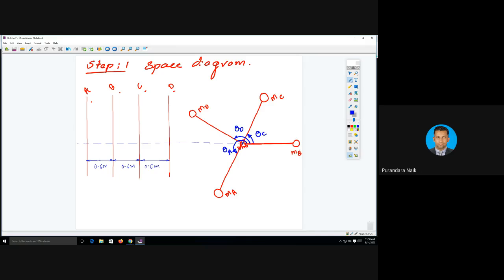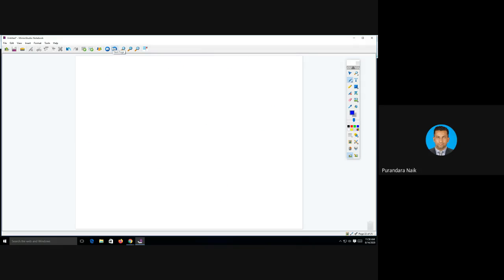Next is step 2, the tabular column. In the tabular column, we have 4 different masses, so 4 rows, but 6 columns. 6 columns, because we have to take the couple also. The masses are rotating in different planes. That's why we take 6 columns.